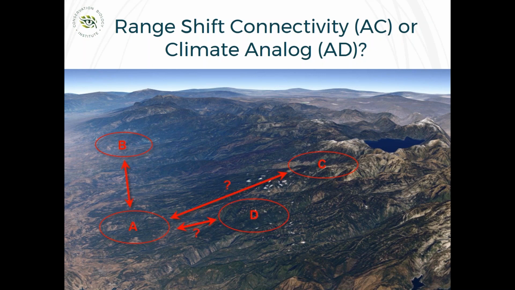Range shift connectivity is just knowing that eventually, over the foreseeable future, things are going to need to move upslope. And so maintaining the linkage between A and C is a good idea, especially if the linkage is wide enough that the species can have a home range within it.